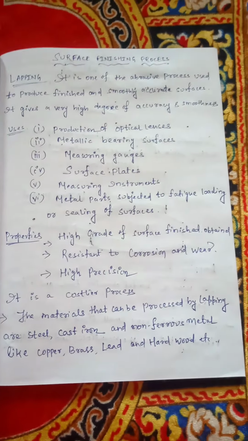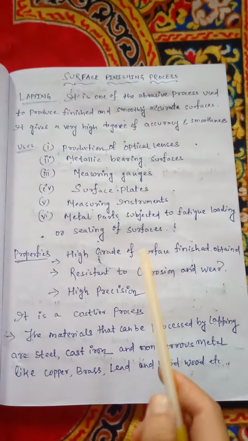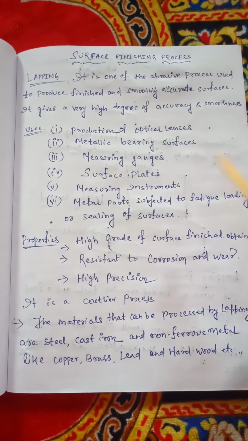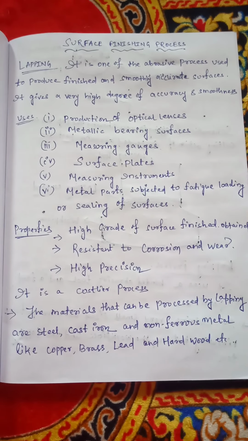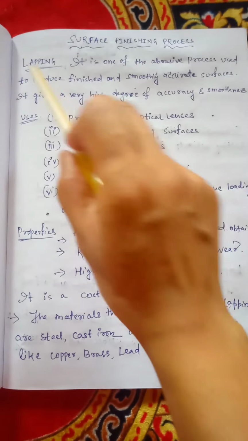Today we'll learn about a new chapter, that is surface finishing process. The surface finishing process consists of two main processes, one is lapping and another is honing process. So first of all we have to go to the lapping process.